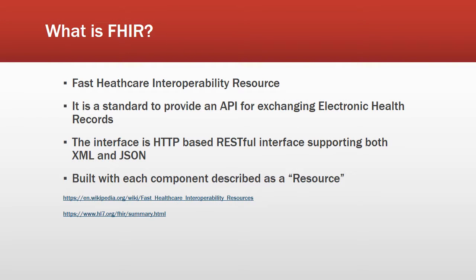FHIR stands for Fast Healthcare Interoperability Resource. It is a standard to provide APIs for the exchange of electronic health records. It's interfaced using RESTful APIs and supports both XML and JSON, and the components of the resource are basically known as resources.